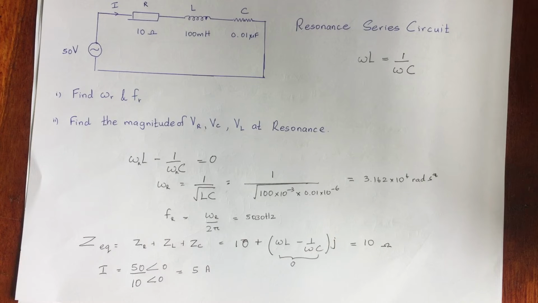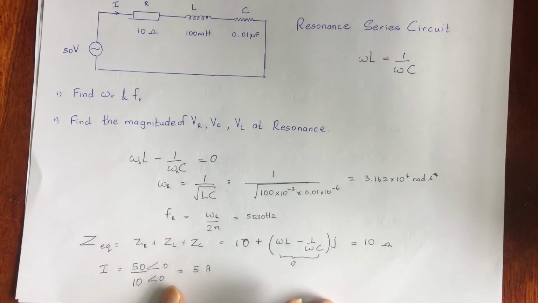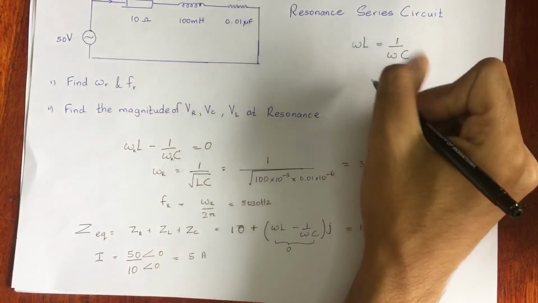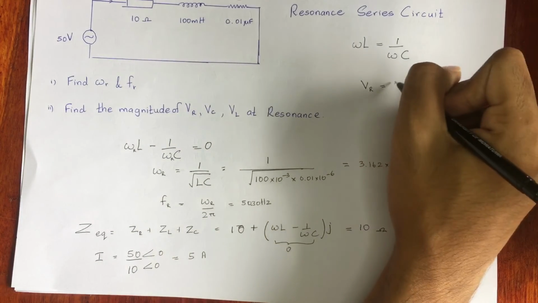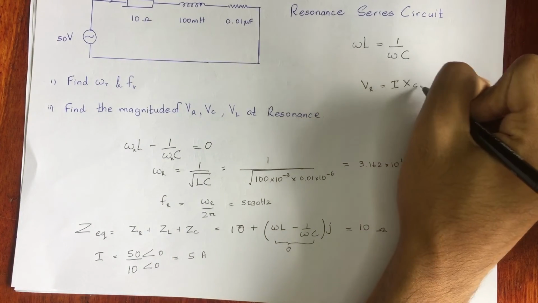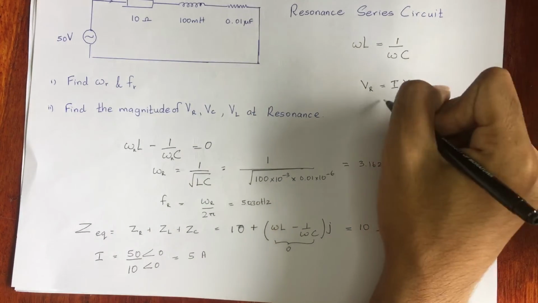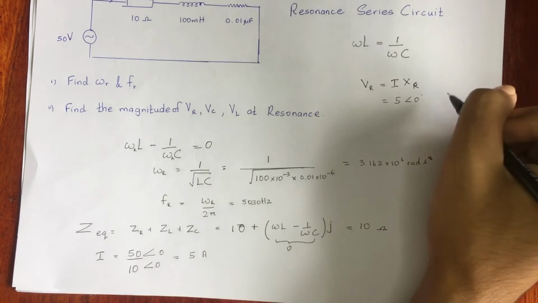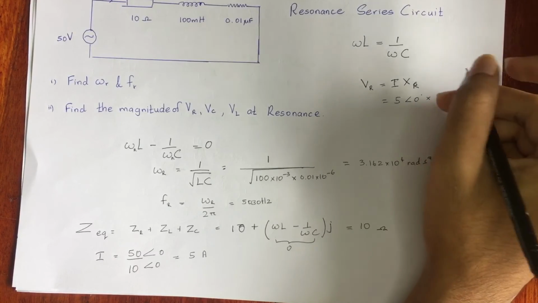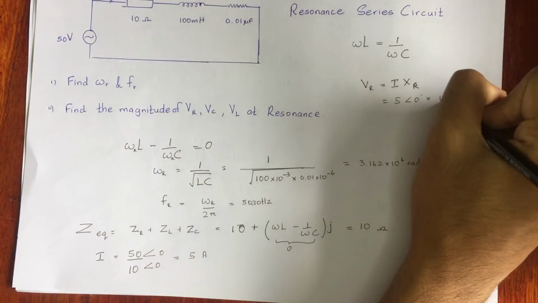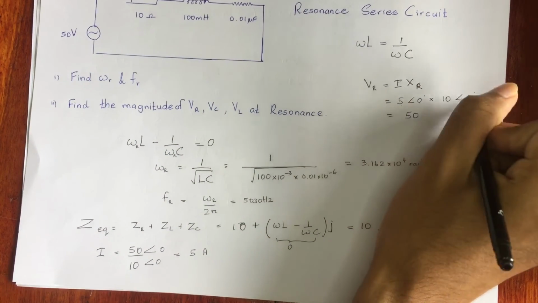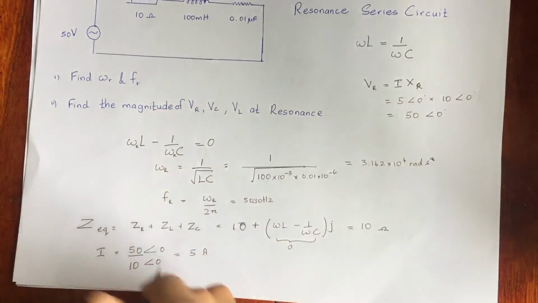Now we have found the value of current. The next step is we need to use Ohm's equation for these three elements individually, and find VR, VC and VL. Let's use this one. VR is equal to I into ZR. We already knew the value of I is 5 at 0 phase angle, and ZR is 10 with a phase angle of 0. If we multiply, 5 into 10 is 50, and if we add these two angles, it gives 0 phase.